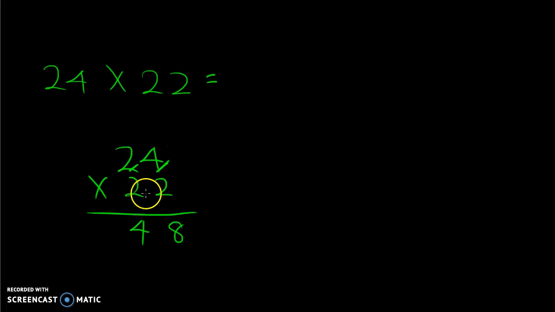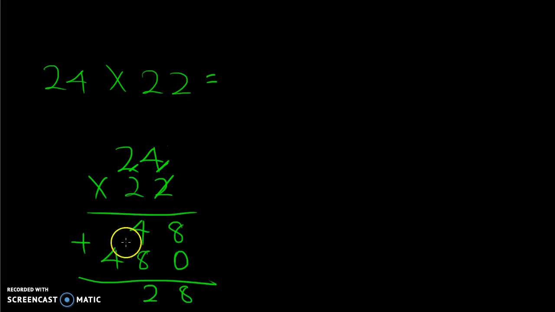Now, the second time, because I'm done with this, I will cancel this off. Now, because this is in the tens place, what must I do here? I must add a 0. Now that I add a 0, all I have to do is take 2 multiplied by 4, I do it as per normal, as if I'm doing a normal 1-digit multiplication. So 2 multiplied by 4 gives me 8, and 2 multiplied by 2 gives me 4, and I then add together to give me 528.